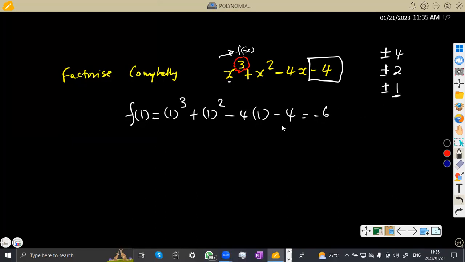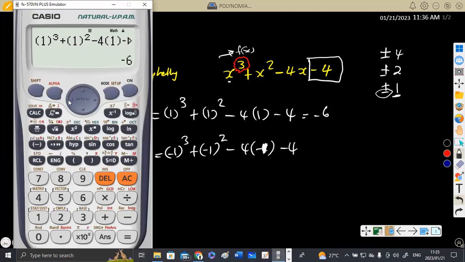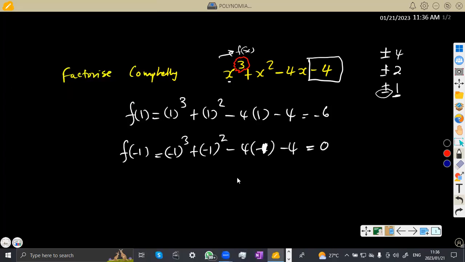That means this is not a factor, because we are supposed to obtain a 0 if it is a factor. So you try minus 1. Remember, we tried positive 1. Now we try to substitute minus 1. So it is going to be minus 1 to the exponent of 3 plus minus 1 to the exponent of 2, minus 4 times minus 1, minus 4, like this. So on our calculator, we just put a negative here. It's minus 1 here, you move on, you put minus 1 here. This gives us a 0.